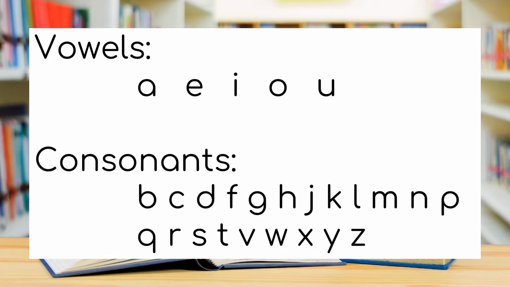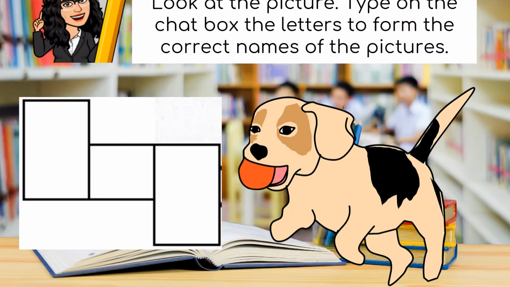These are the consonant letters in the alphabet: B, C, D, F, G, H, J, K, L, M, N, P, Q, R, S, T, V, W, X, Y, and Z. For this activity, look at the picture. Type on the chat box the letters to form the correct names of the pictures.